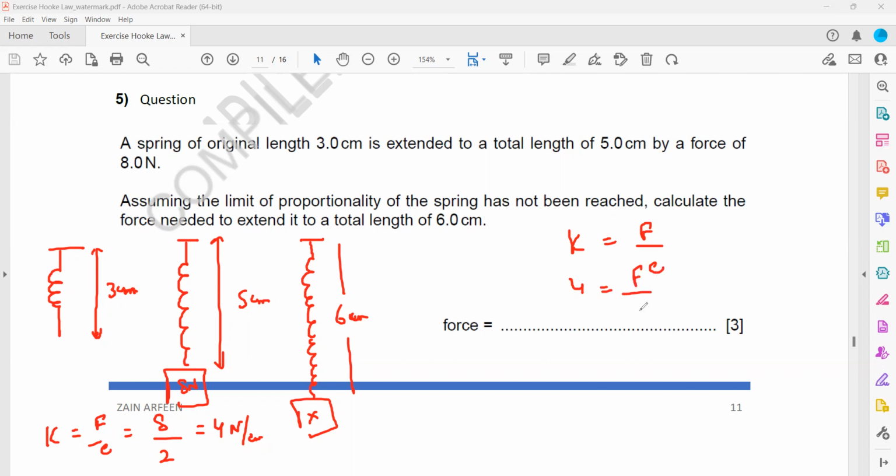Force we don't know, and for the extension, when a load is applied the new length is 6 centimeter. So how much is it extended? By 3. So 3 is divided on one side, on the other side it is multiplied. 3 multiplied by 4 makes 12 Newton, so the force is equal to 12 Newton. Either you can solve by using a formula or you can use the proportionality relation.